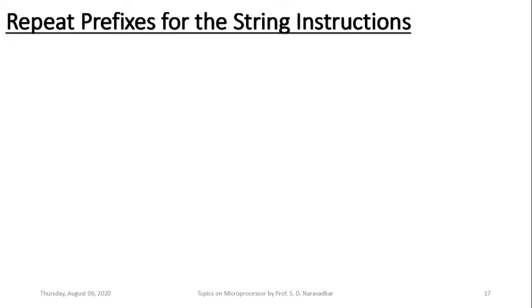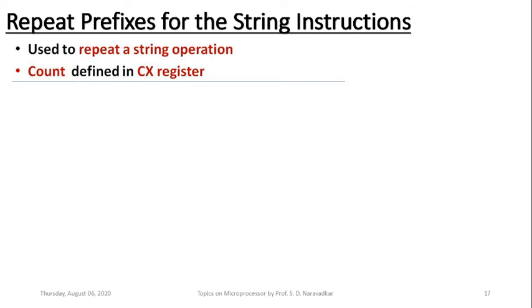Okay, so let us see those repeat prefixes. These are used to repeat a string operation, which is the first point stated here. Because a basic string operation works on a single byte or single word, and I want to repeat it so that the instruction becomes more powerful. And the second point here is that the count is to be defined in the CX register. Count must be defined in the CX register.